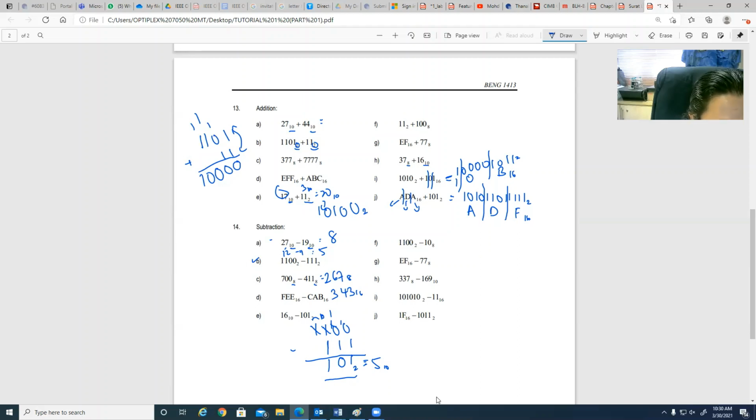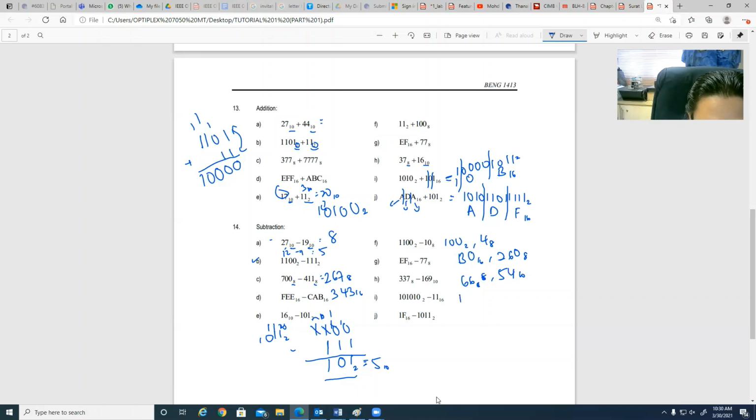E will be 11 in decimal, and 1011 in binary. Then F will be 100 binary, and then 48. And then this one, then 260. H is 66 in octal, and 54 in decimal.